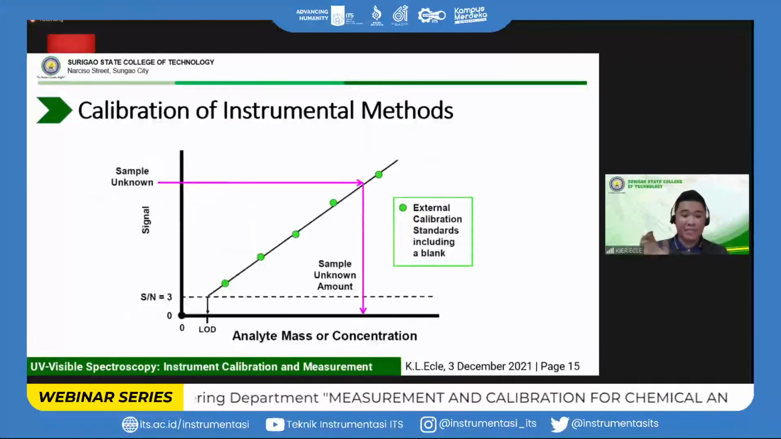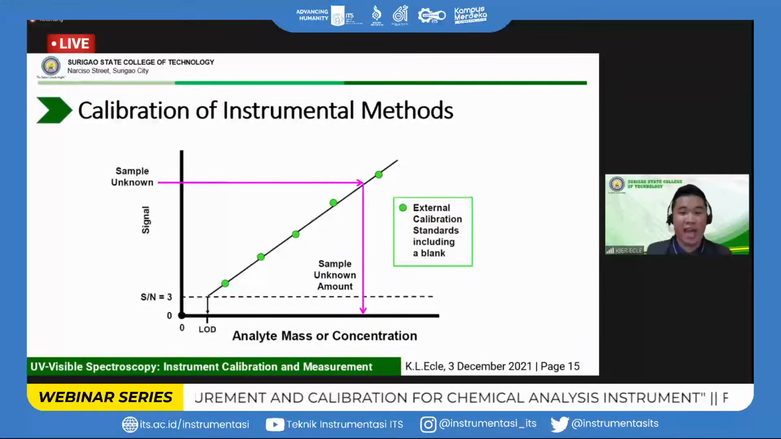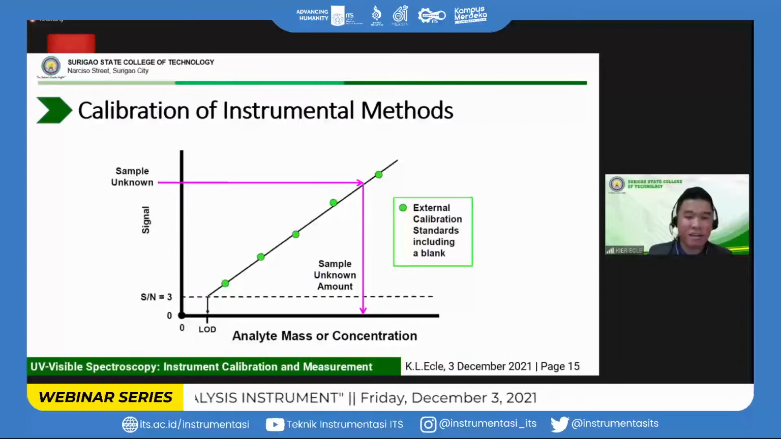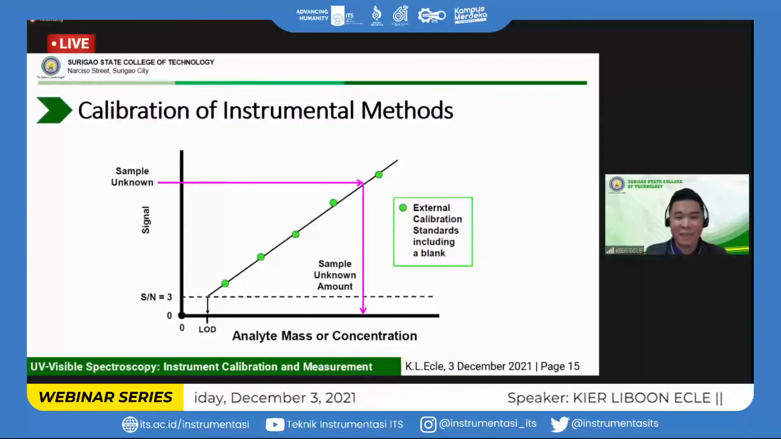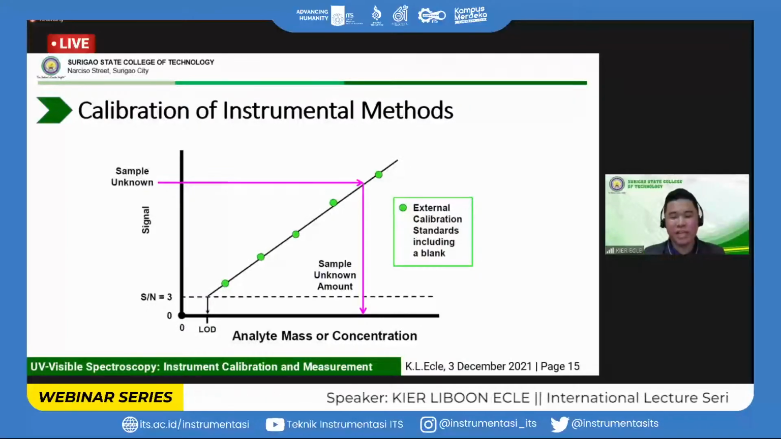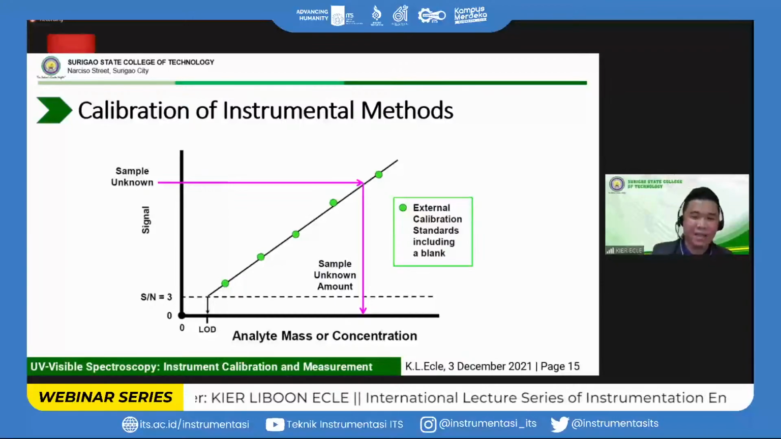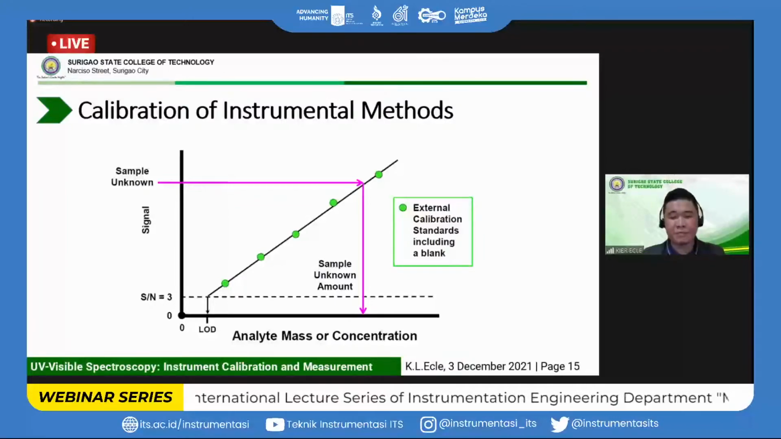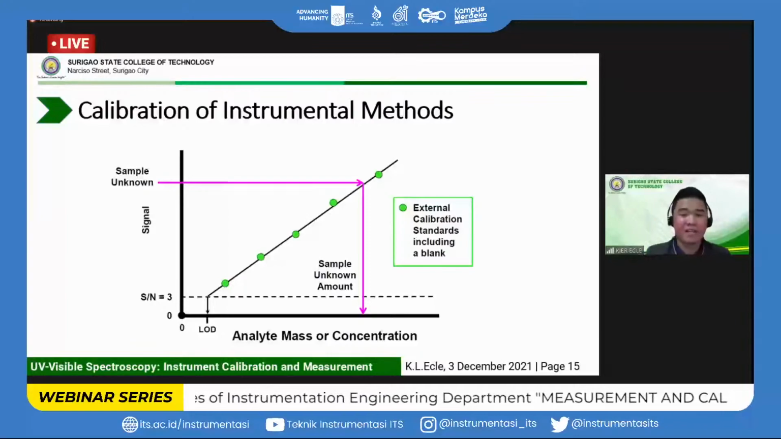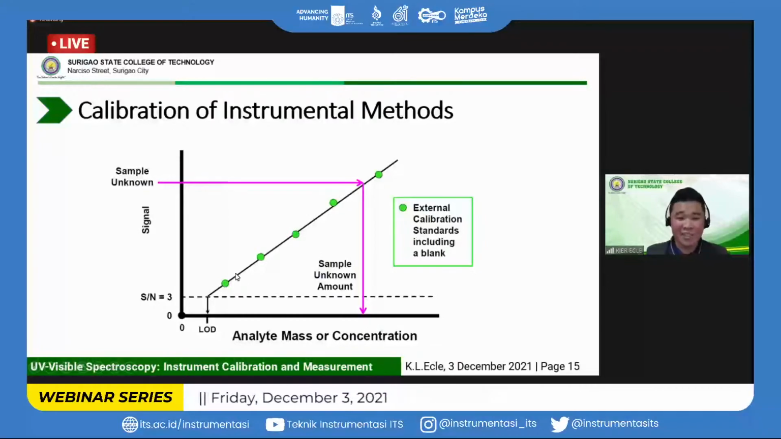Okay, so this is an example of a calibration curve. This includes the blank, or the reference sample. It can be a reagent blank, or an ideal blank. Here are the points, the data that you get from the instrument.